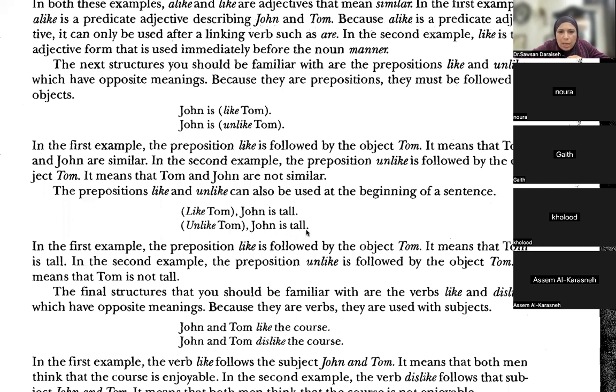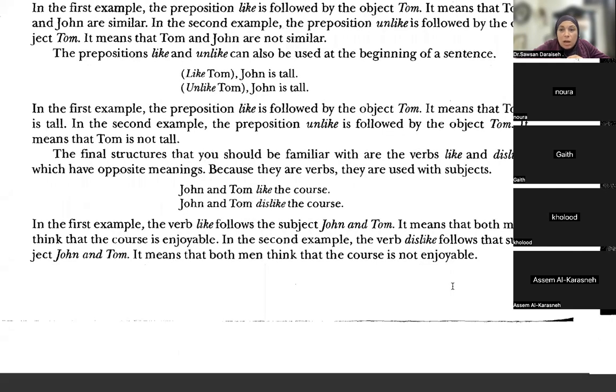Because we're talking about height here, okay? So unlike is followed by the object Tom. It means that Tom is not tall. Why? Because unlike Tom, right? Which means that he's not like John, he's short, all right? The final structures that you should be familiar with are the verbs like and dislike. في كمان عندنا أفعال now, like and dislike, which have opposite meanings هون كأفعال, guys, all right?